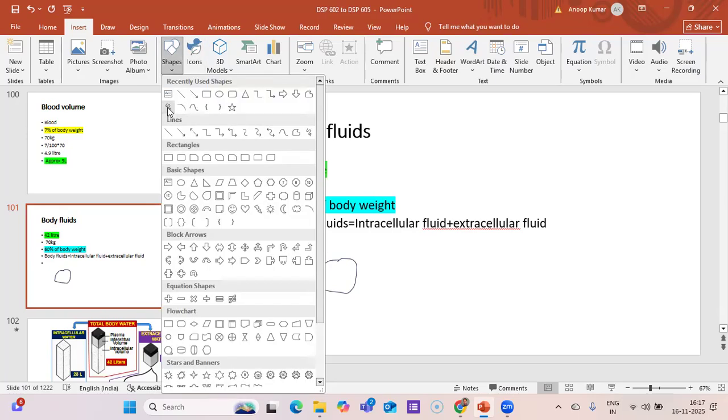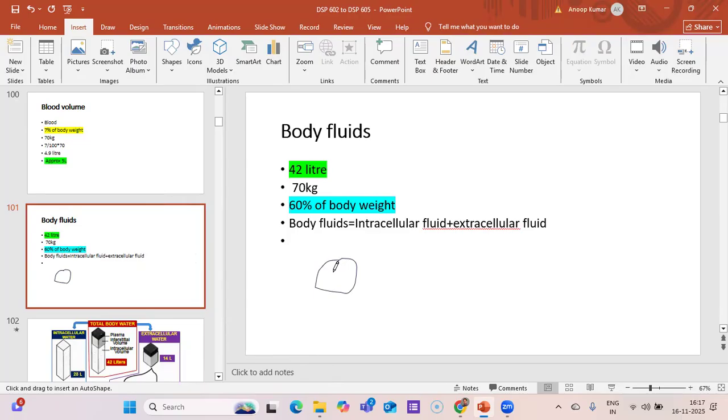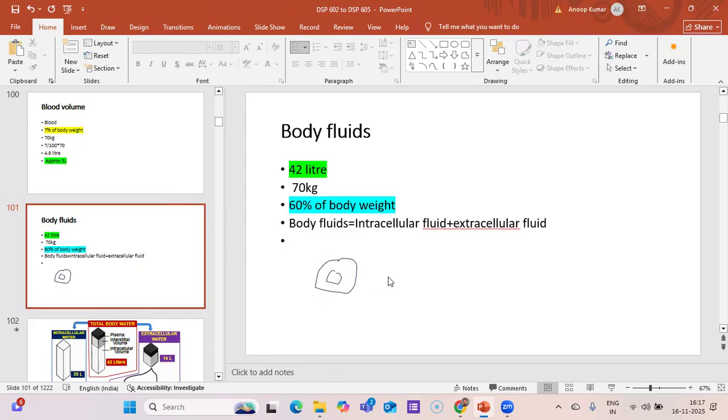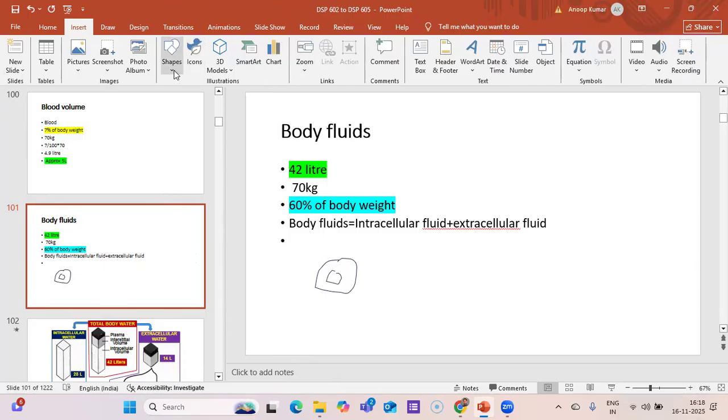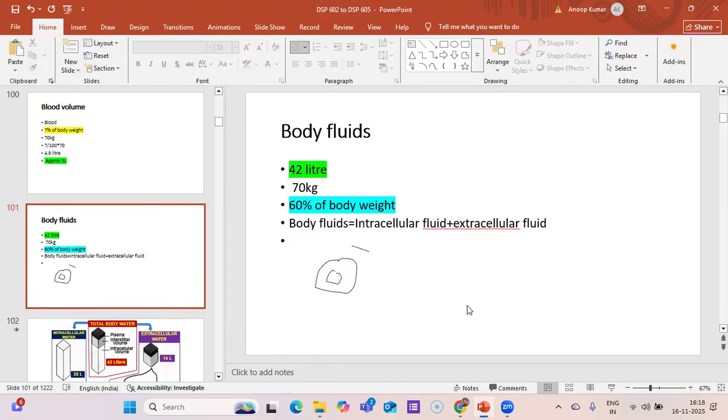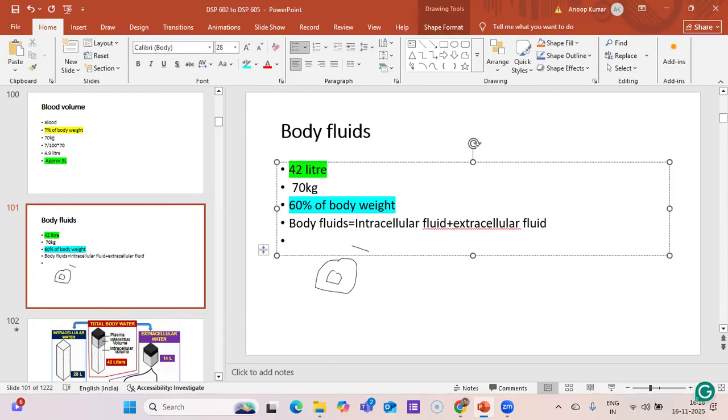Whatever the fluid is inside the cells, we call it intracellular fluid. And the fluid which is outside the cells, that we call extracellular fluid. So total is 42 liters. There is a fluid which is outside the cells as well, right? We also represent it as ECF, extracellular fluid. And the fluid which is present inside the cells we call intracellular fluid, right?